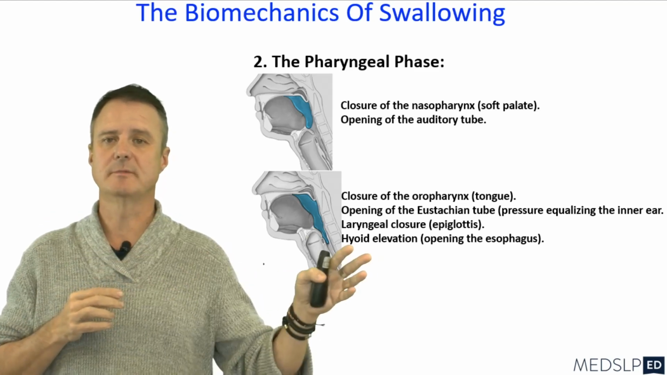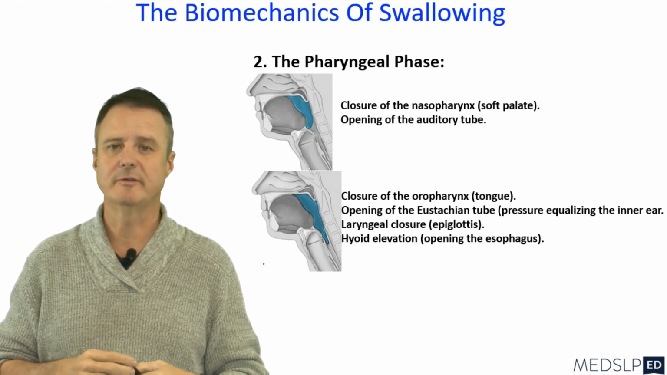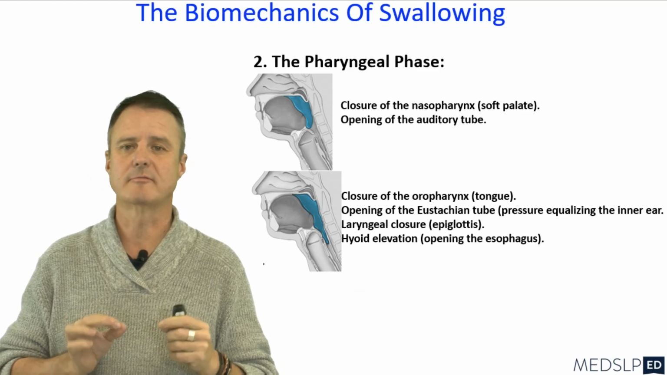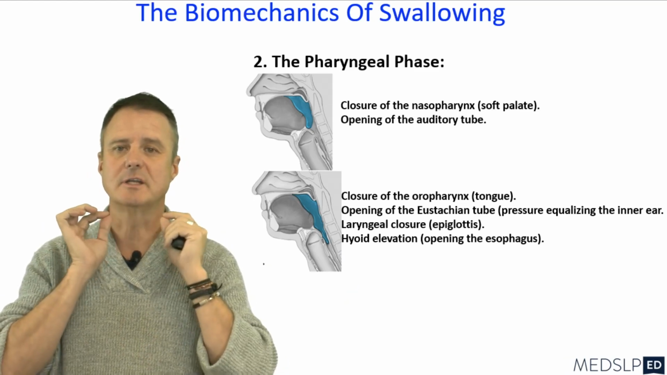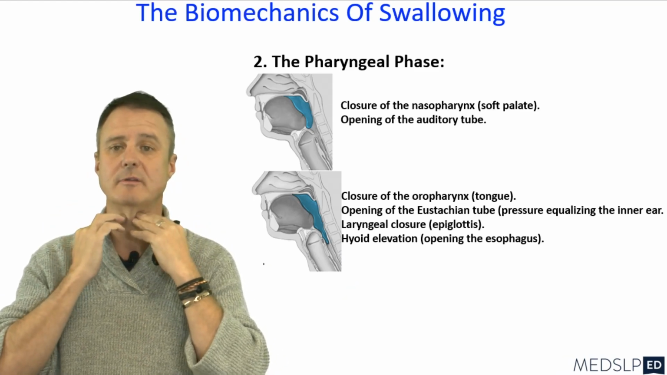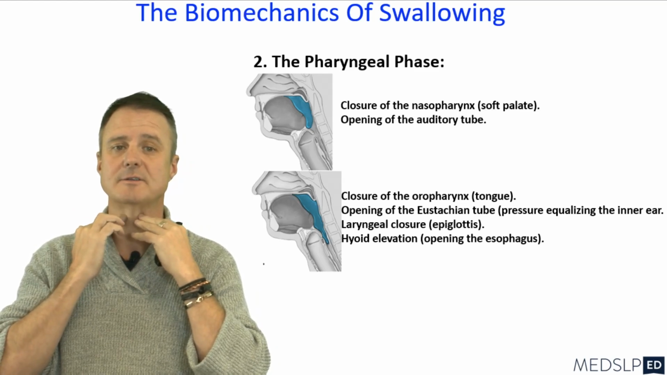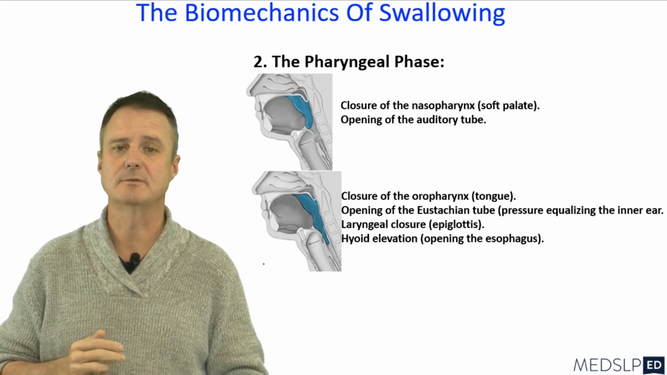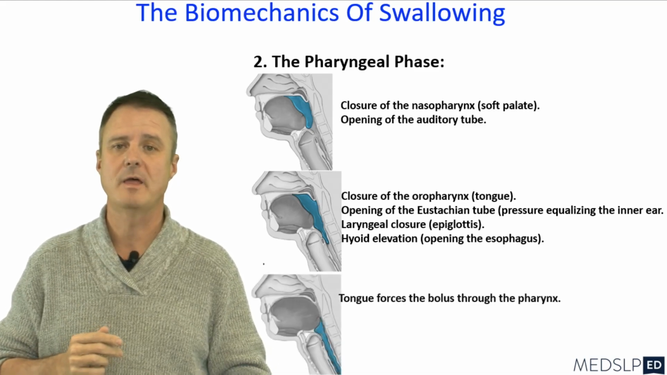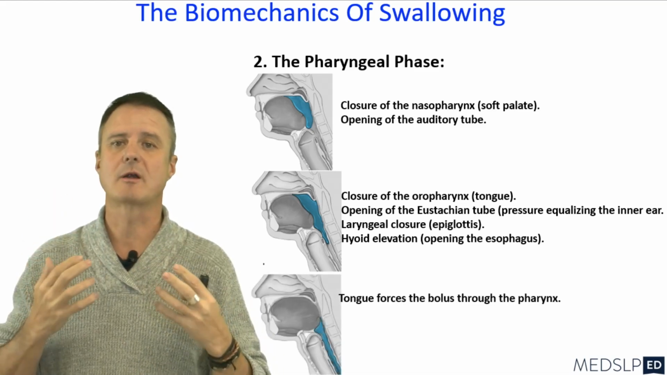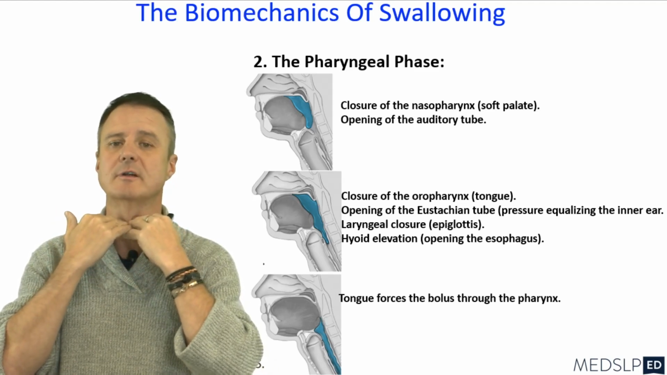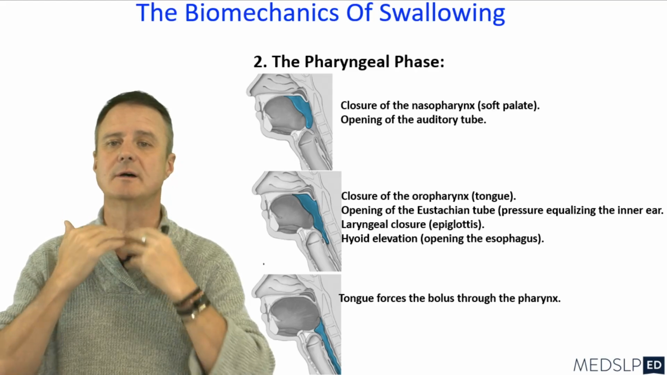The hyoid bone also elevates, which opens the esophagus. Some interesting hyoid bone trivia for you: of the 200 plus bones in the body, it's one of very few that's not actually connected to other bones. It's floating there, and it's there to open the esophagus and keep food from getting into the trachea. And the tongue, again the heavy lifting part of the swallowing, is forcing the bolus back down through the pharynx into the esophagus.